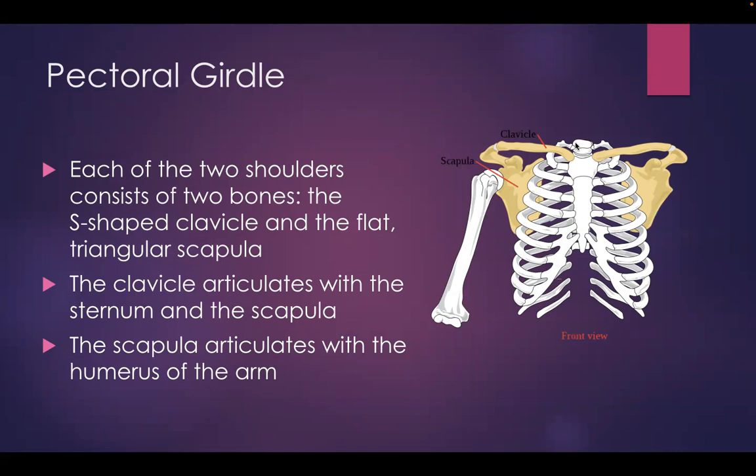The pectoral girdle. So each of the 2 shoulders will have 2 bones, the S-shaped clavicle and the flat triangular scapula. The clavicle articulates with the sternum and the scapula, and the scapula articulates with the humerus of the arm.